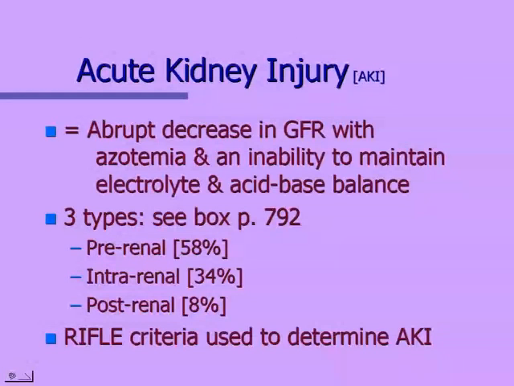The RIFLE criteria is used to determine the degree of acute kidney injury. RIFLE stands for risk, injury, failure, loss, and end-stage renal disease. And this is on page 791 in your textbook where they discuss that.